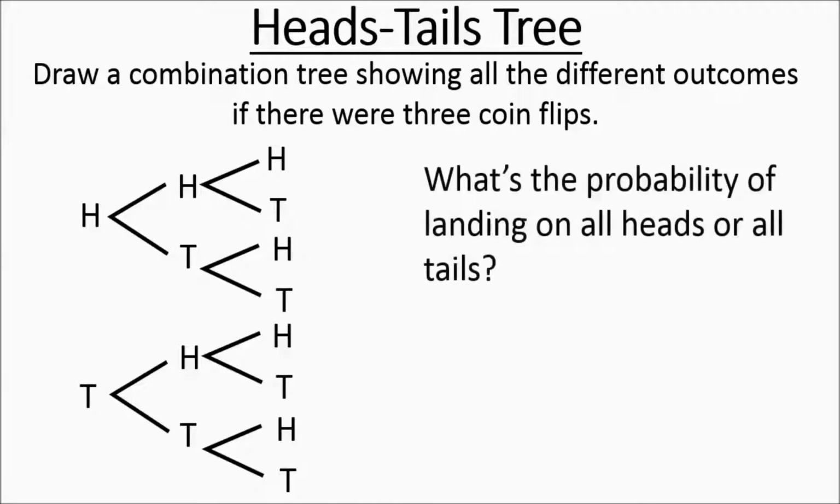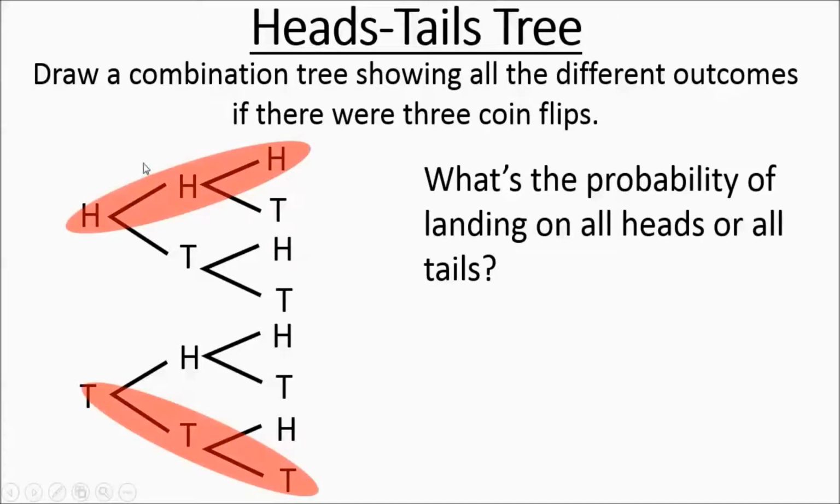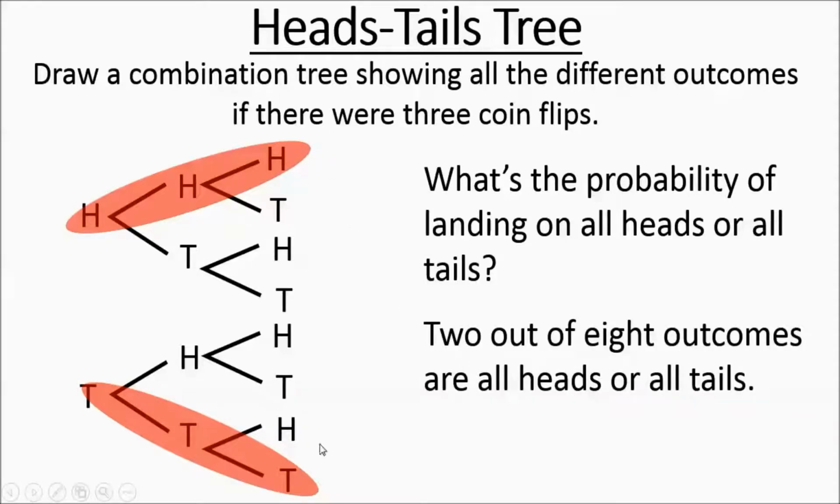So now we're going to ask some questions about this tree. What's the probability of landing on all heads or all tails? Well, I see all heads being this top option and all tails being the bottom option. There's no other time where all three events are all of the same outcome. So there are two of these paths out of all of the eight possible outcomes. So you have a 1 in 4 chance of flipping all heads or all tails. So that's a 25% chance.